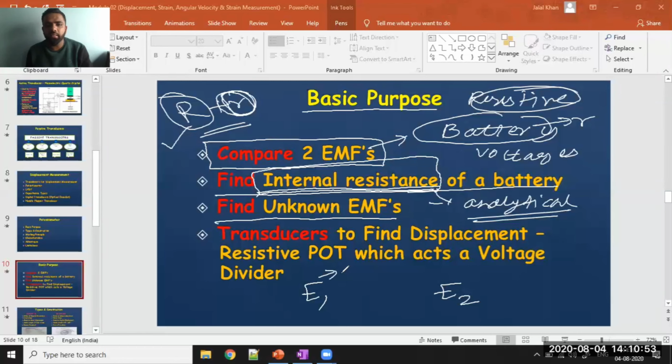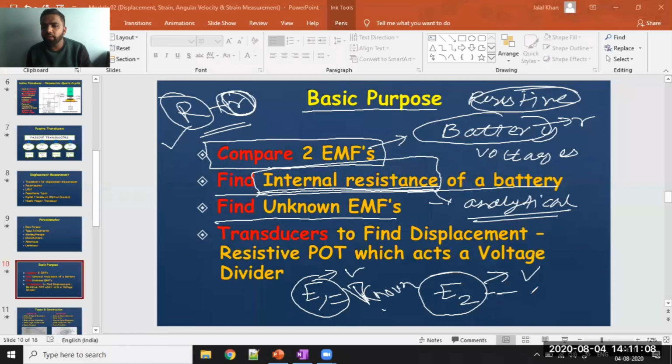Matlab, you can say it as the voltage also. Okay, voltage for battery 1 is suppose E1 and voltage for battery 2 is E2. So suppose you know the value of E1, this value is known to you, and you want to find the unknown value. You don't know what is the value of the second battery, so you can even find it by using the potentiometer. It is also used to find the unknown EMF.